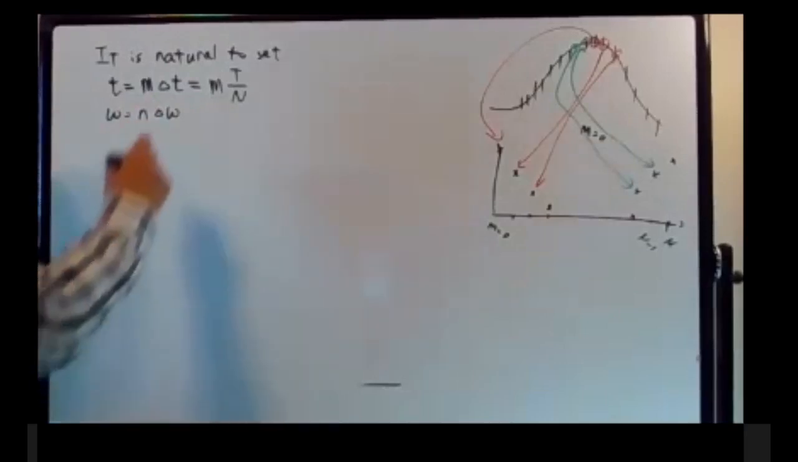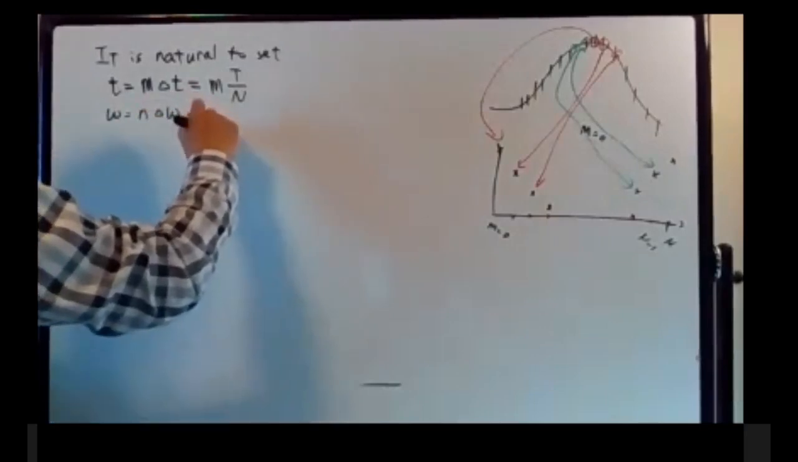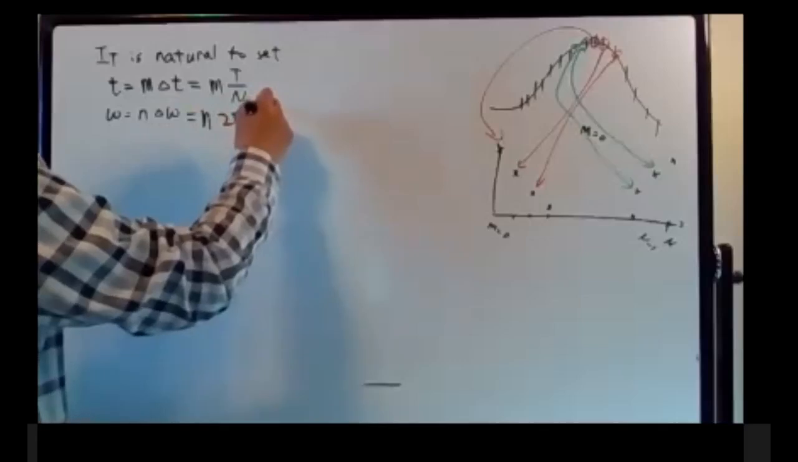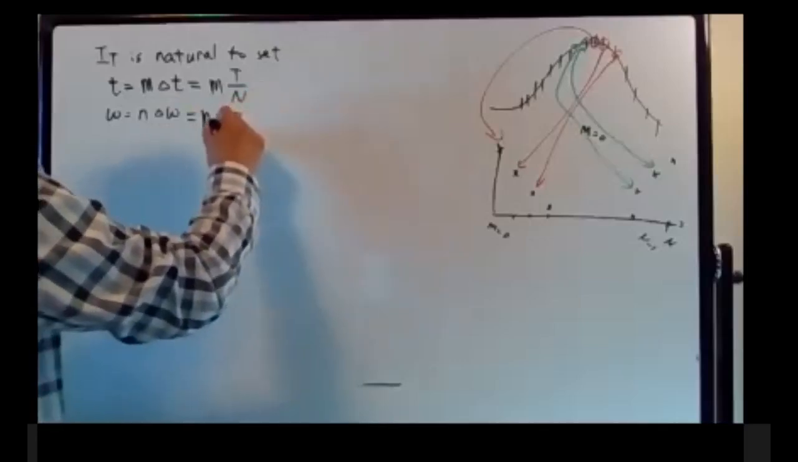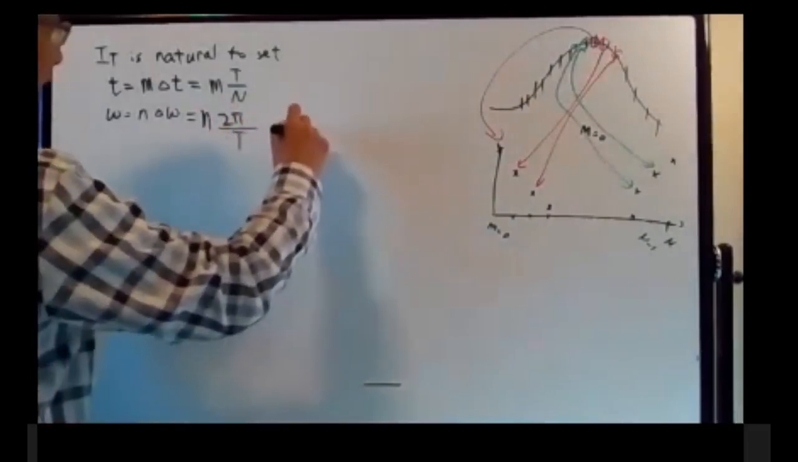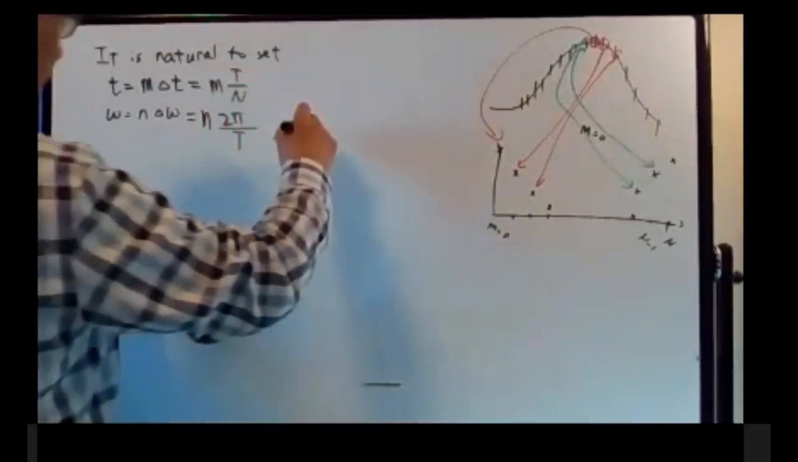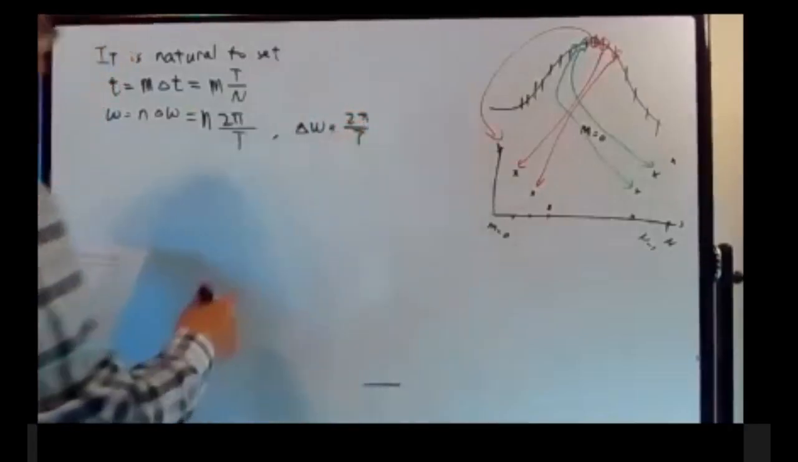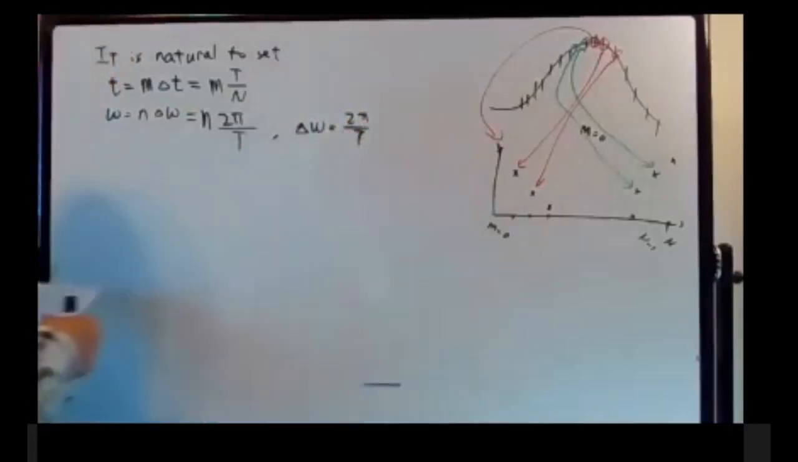And then delta omega is 2 pi delta f, the frequency, right? Delta f is 1 over T, so delta omega is 2 pi times 1 over T. Remember that our delta omega is 2 pi over T.